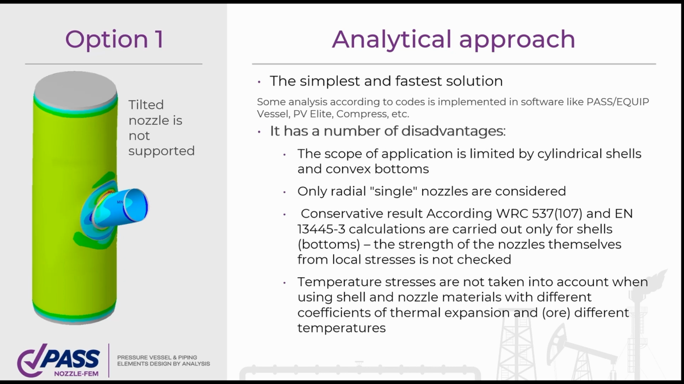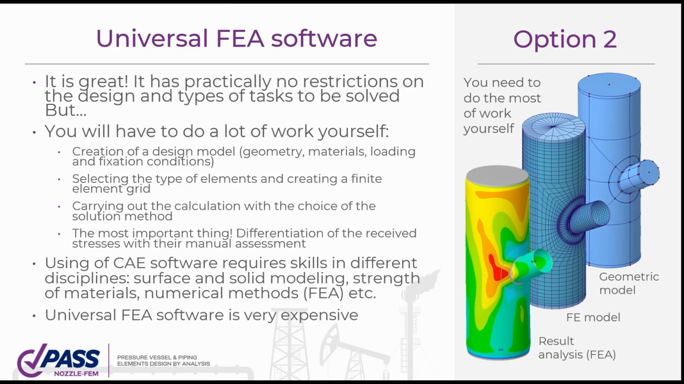According to WRC, EN, PD, calculations are carried out only for shells and bottoms, and the strength of the nozzle itself from local stresses is not checked. Only WRC 297 has such a check. And temperature stresses are not taken into account when using shell and nozzle materials with different coefficients of thermal expansion and or different temperatures.